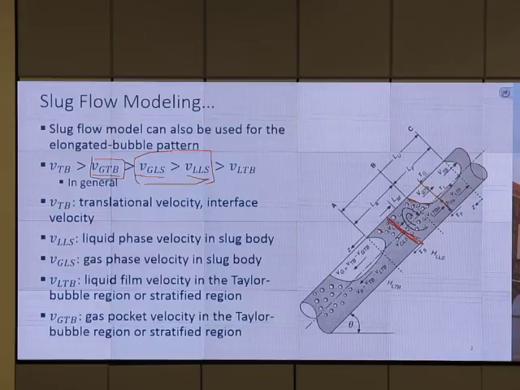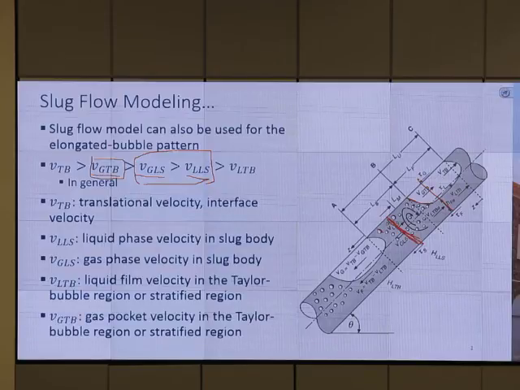Inside the Taylor bubble, what do you have? VTB minus VGTB, multiplied by 1 minus HLTB multiplied by AP multiplied by rho. Very good. You get it?